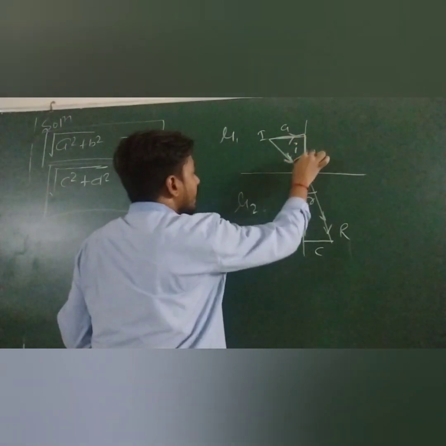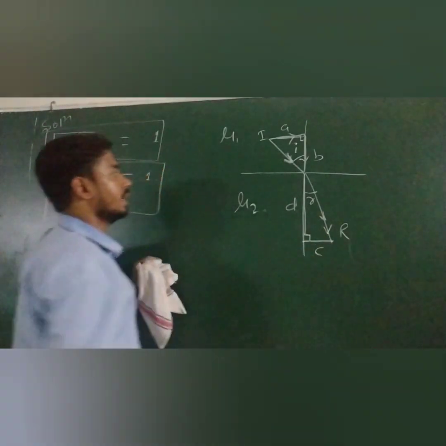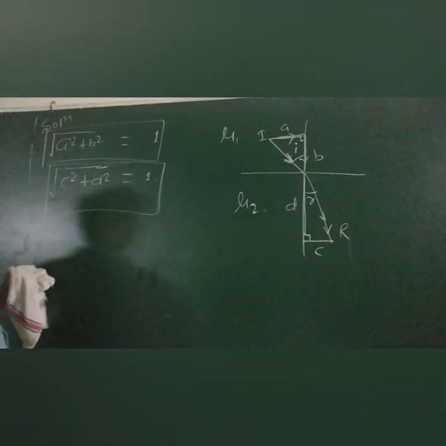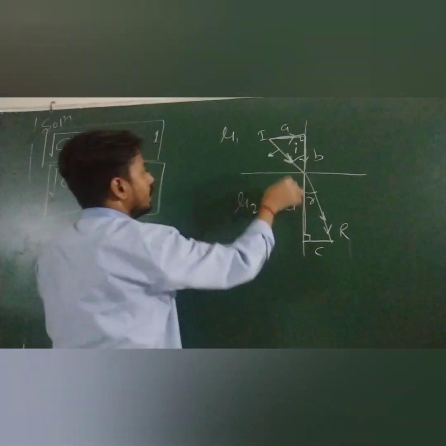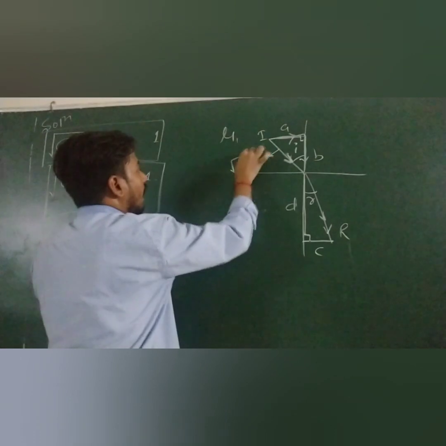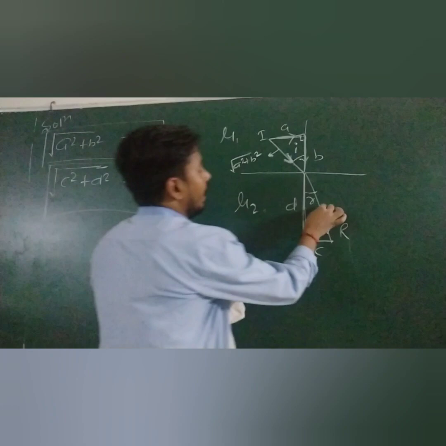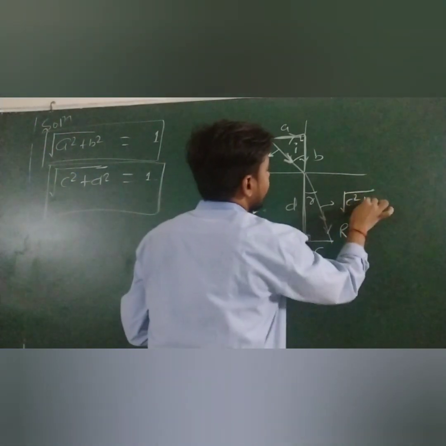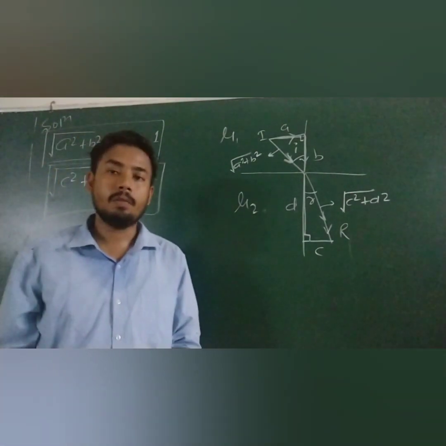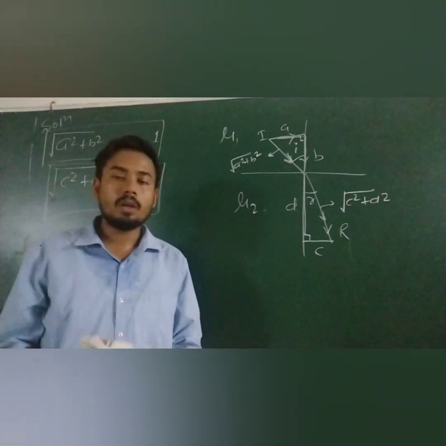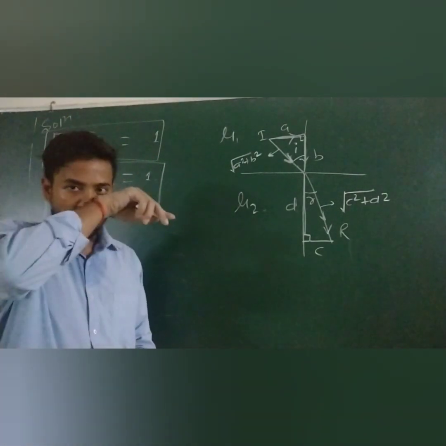So look here, you will get a right angle triangle. According to the Pythagoras theorem, this becomes under root A square plus B square, and this will be under root C square plus D square. Again I am repeating this point: if you want good knowledge, then definitely you have to follow this process. Otherwise, I cannot say anything.